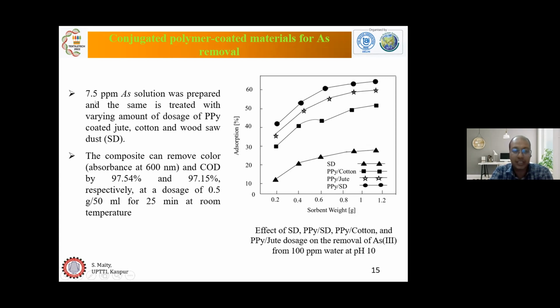We have first prepared the arsenic solution. Arsenic solution is prepared by dissolving arsenic oxide in water to make a 7.5 ppm solution. Then the treatment has been given with all these types of adsorbent, and after that the concentration of arsenic has been measured for different adsorbent weight. It has been observed that as the adsorbent weight is increasing, the adsorption efficiency is also increasing. The best efficiency is observed in the case of polypyrrole coated wood sawdust, followed by polypyrrole coated jute, and followed by polypyrrole coated cotton.